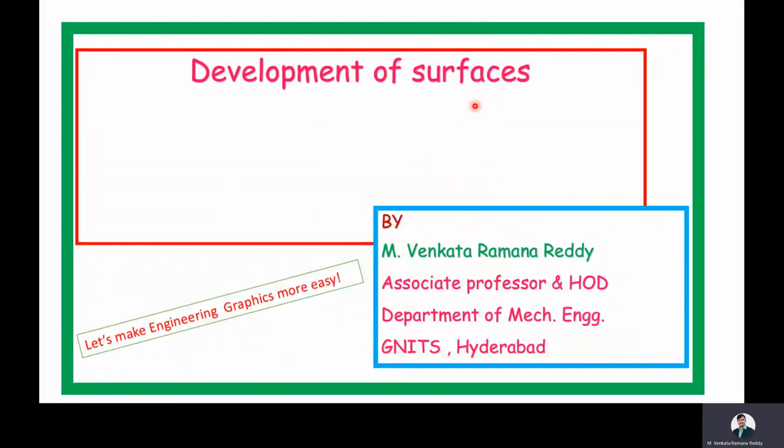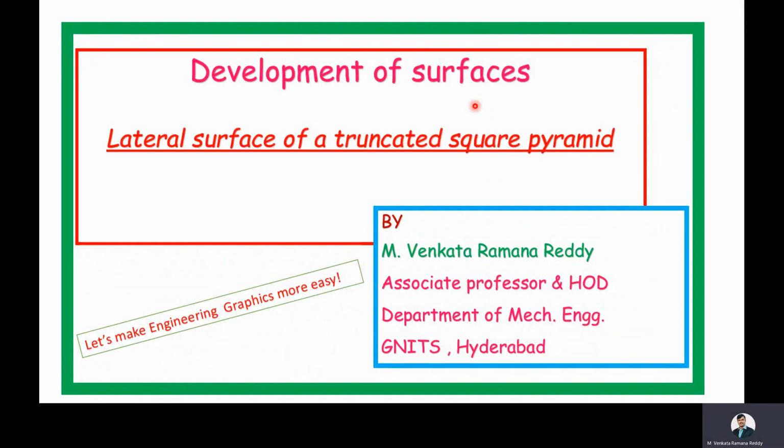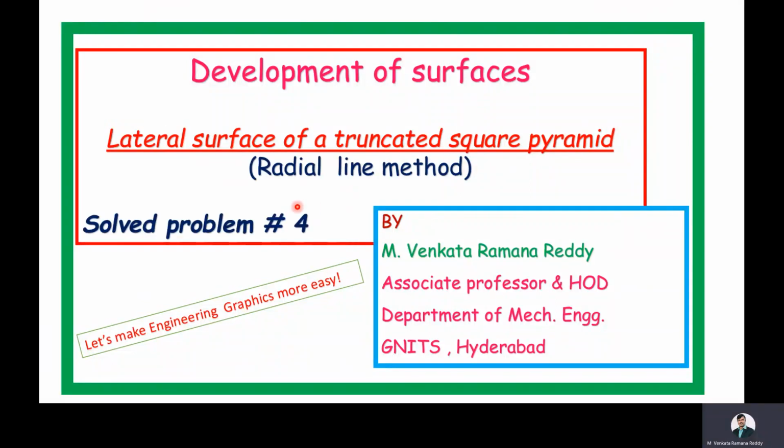Welcome to the discussion on the topic development of surfaces. Under this, we are discussing now development of lateral surface of a truncated square pyramid. The method used for the development of lateral surface of truncated square pyramid is radial line method. This is the fourth solved problem we are discussing under development of surfaces related to the radial line method. Now we will enter into the problem.